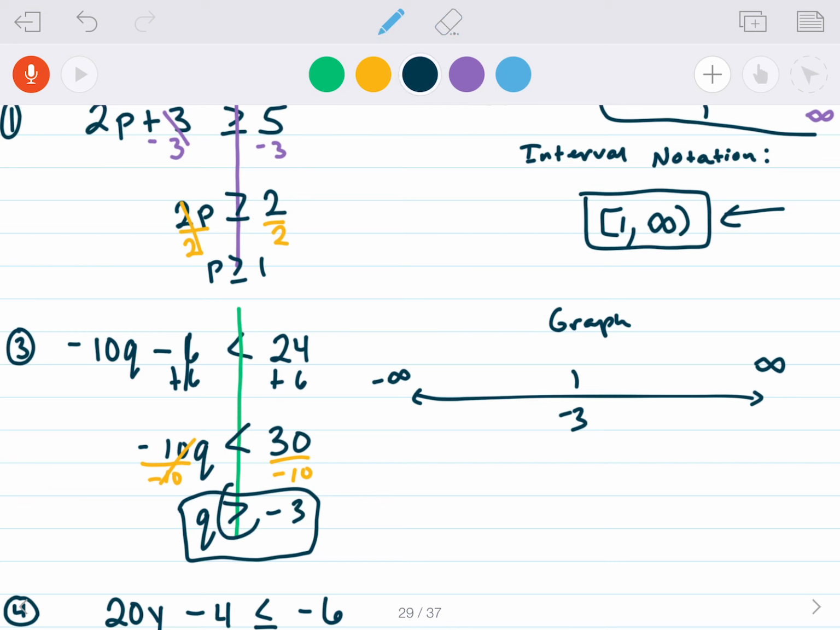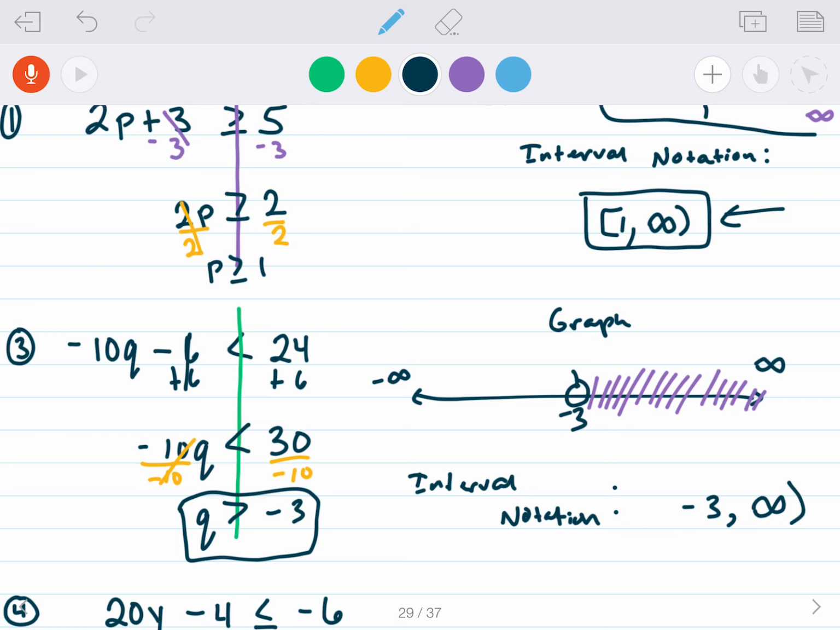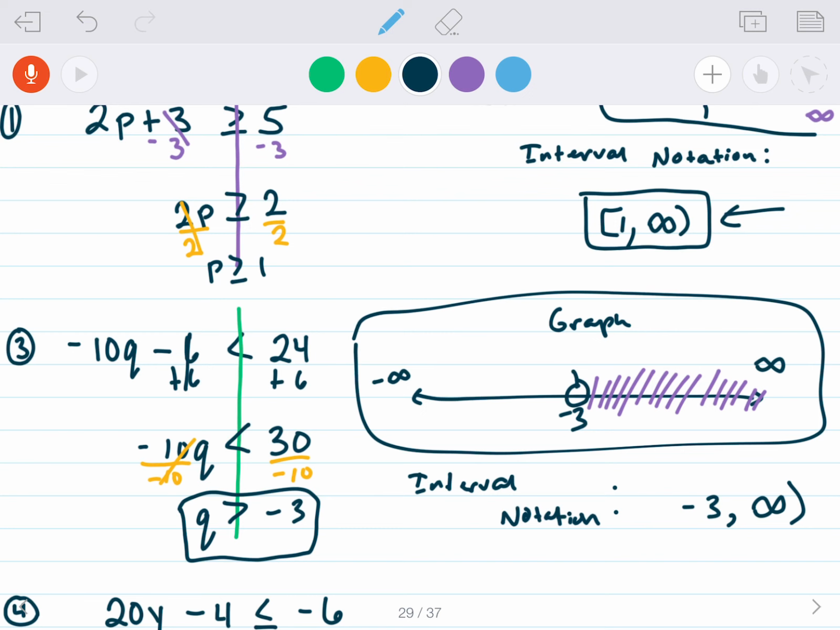Now, since there's no line under here, I'm going to put an open dot at -3, and I want to shade everything to the right of it because Q is greater than -3. So everything to the right gets shaded, and in interval notation, I can write this. My lowest number is -3, going all the way to infinity. Infinity always gets a parenthesis, and -3 is also going to get a parenthesis because it's an open dot. So this is my graph, and this is my solution in interval notation.